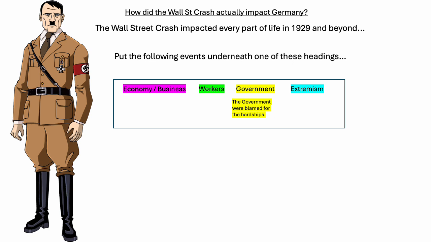So how has the Wall Street crash impacted Germany? Put each of the next little statements underneath one of these headings. So do the headings, pause the video, and then move on. And then just pause the video with all of them on the screen and then put them underneath one of these headings. It's a really useful way for you to try and get your head around its impact and also give you some really good bits of evidence for the paragraph on how the Great Depression and Wall Street crash has impacted. So when you're ready and you've got your headings, I'll put all of the statements on and we can have a little look at them.